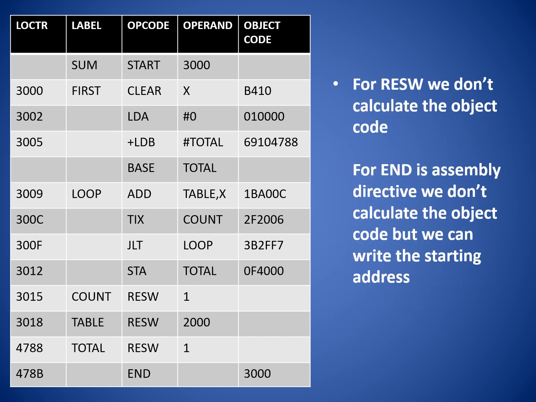For the next 3 instructions, RESW 1, RESW 2000 and RESW 1, we don't calculate the object code because those are assembly directives. Coming to the last instruction, that is END. END is an assembly directive and we don't calculate the object code, but we write the starting address for the END instruction. The starting address is 3000, so the object code for END is 3000. So this is how we find out the object code for each and every instruction by seeing which format it belongs to in the given 4 formats.